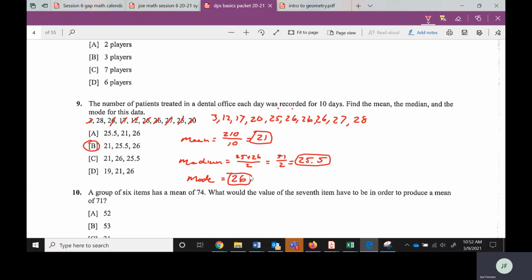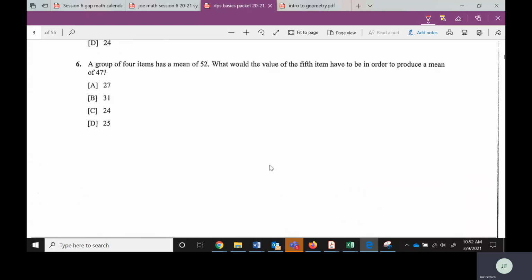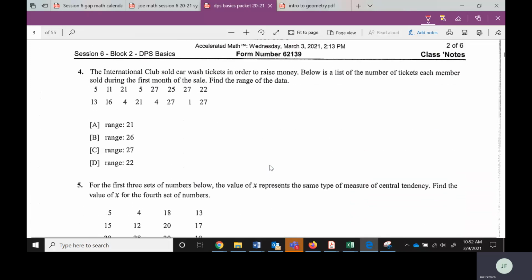Okay, so that's the first type of problem, just finding mean, median, and mode. Next type of problem, we're going to turn back, go to page 2. This should be a quick problem. It looks like it could be a long problem because there's a lot of numbers here, but it's giving you some data. It's a list of the number of tickets each member sold during the first month of a sale. It just says find the range.